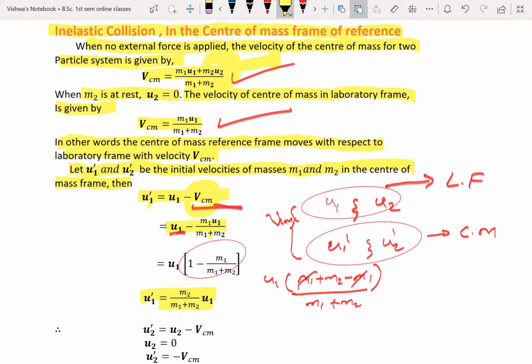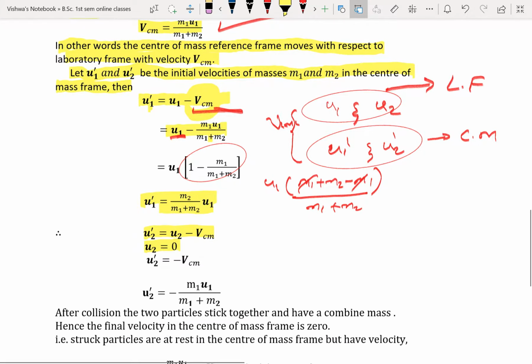What about the second particle? The second particle is not zero in the center of mass frame of reference, but in the laboratory frame of reference the velocity of the second object is 0. So we have to find the velocity of the second particle before collision in the center of mass frame, that is u2' = u2 - v_cm. Since u2 is 0 in the laboratory frame, u2' = -v_cm, so u2' = -m1 u1/(m1 + m2).